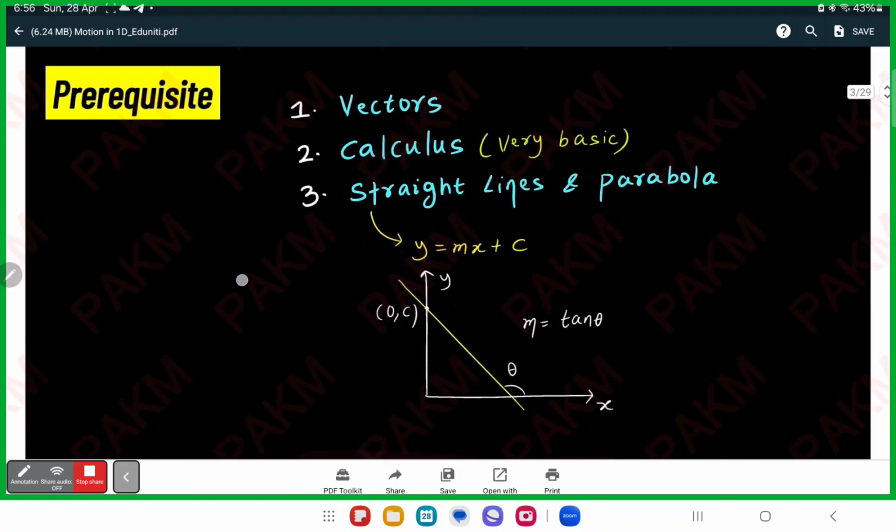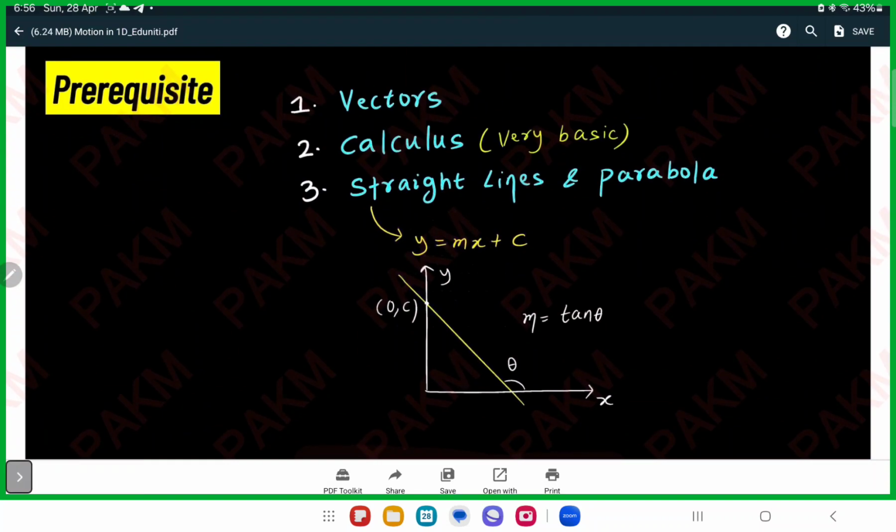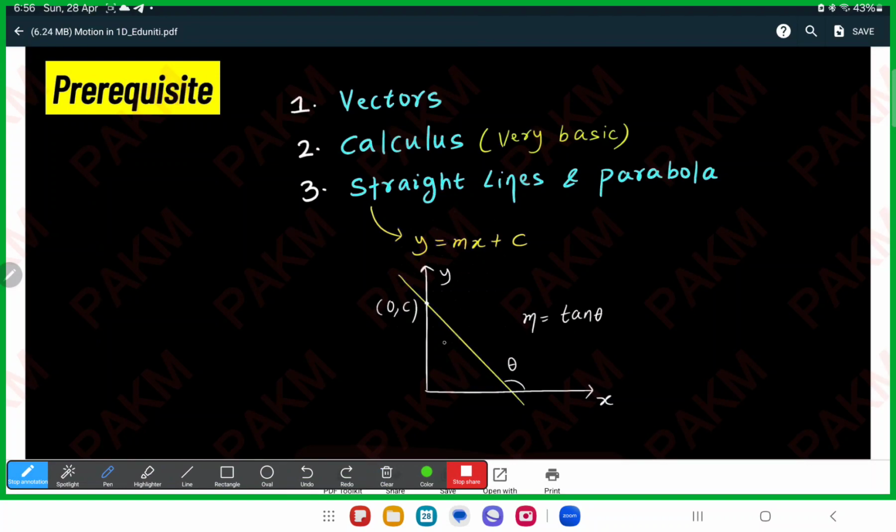Let's talk about the prerequisites, meaning the knowledge you must already have, at least so you can link and connect with the topic very easily. First is vectors. I thought you had completed your vectors. The second is calculus, very basic calculus, meaning basic differentiation and basic integration. You should know these topics.